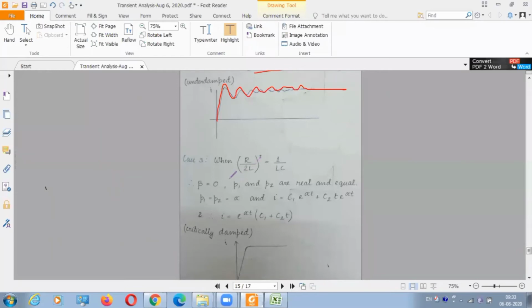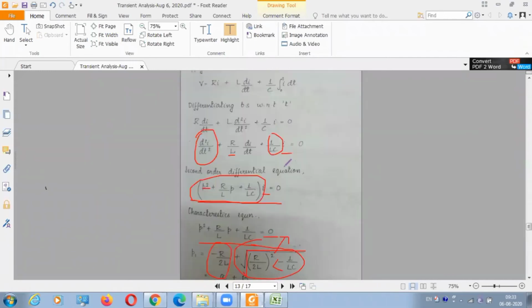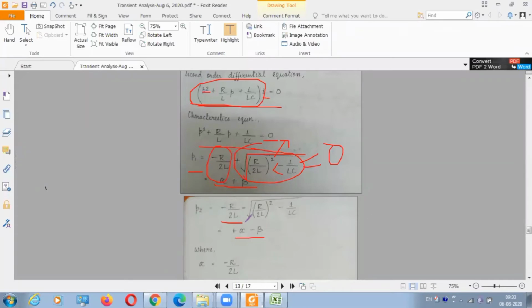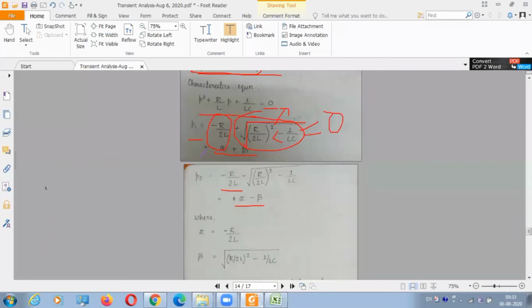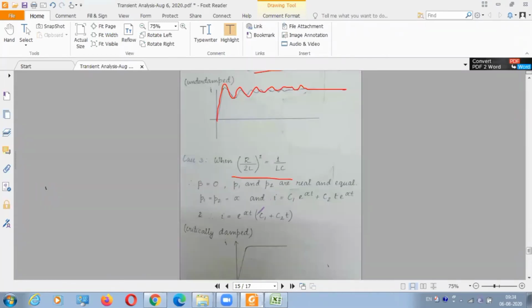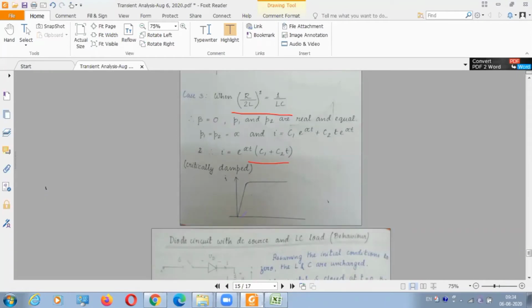And lastly, when r by 2l whole square becomes equal to 1 by lc, the term under the root becomes equal to 0. So p1 is minus r by 2l, p2 is also minus r by 2l. The roots are equal, meaning the same: if p1 is 5, p2 will also be 5. For that there is a solution, you can go through it. It will come like this, and it is the critically damped condition. It will not have any oscillation; it will reach steady state after some time.